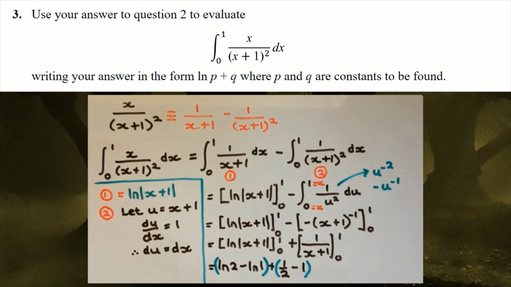So as we've said, natural log of 1 is 0, so my final answer is going to be ln of 2. And then I've got plus a half subtract 1, so that'll be subtract 1/2. And this is in the form log of a plus b, which is what it required in the question.